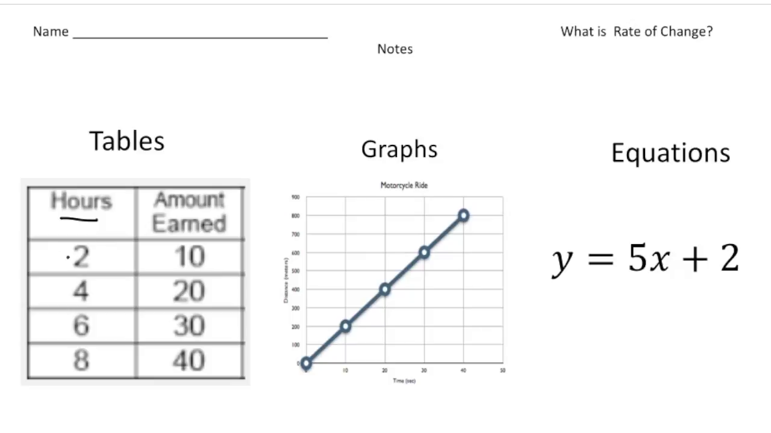If you look at this one, let's take a look at from this point to this point. The amount of change from 2 to 4 is 2, and the amount of change in amount earned is from 10 to 20, which is 10. So that means over 2 hours, that person earned $10, which means the rate of change is, for every 1 hour, they make $5. Again, when I do 10 divided by 2, that's how I get the 5.